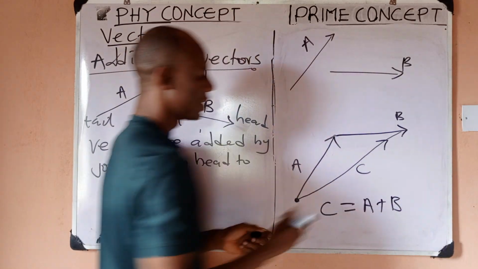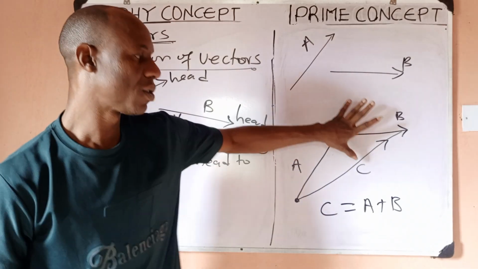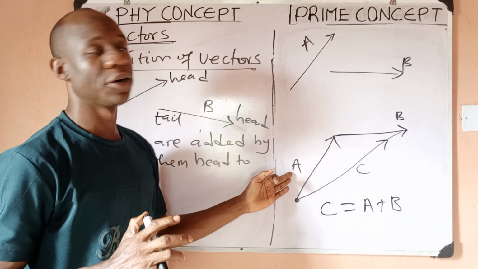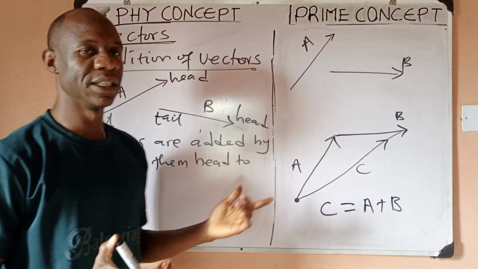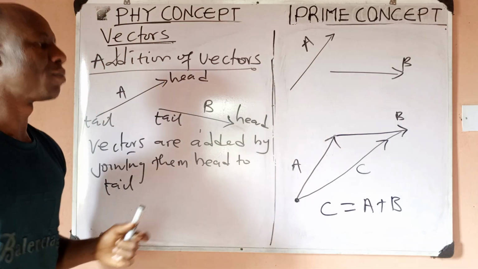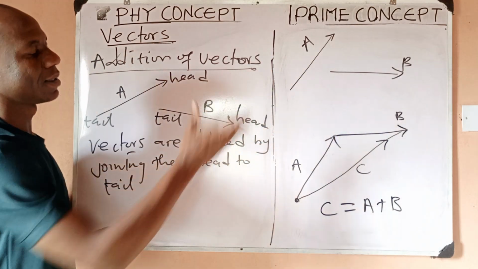So it means that your addition C is actually A plus B. So this is how you add vectors. Very simple. You can have the value of A, have the value of B, and you are required to find the value of C. So it's simple. You can use the cosine rule, but we're going to introduce a problem. For now, we just want to see how to form the diagram.